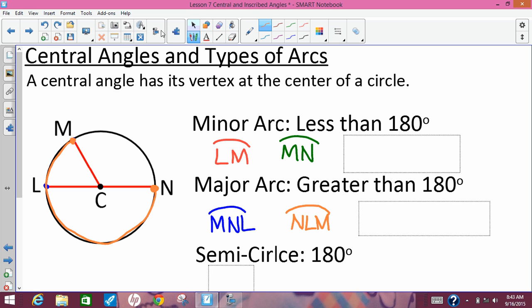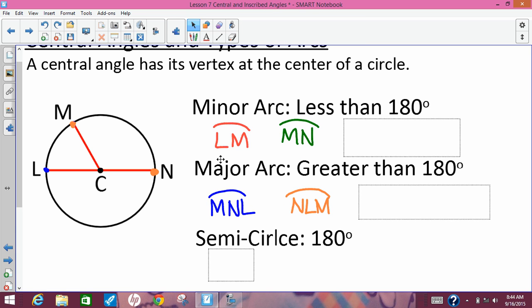And a semicircle is just half of the circle. A whole circle has 360 degrees. A semicircle has half of that, which is 180 degrees. So we have 2 semicircles in every circle, and we can name both of them NL or LN. And yes, I did make a spelling mistake. Make sure you don't make the same mistake.